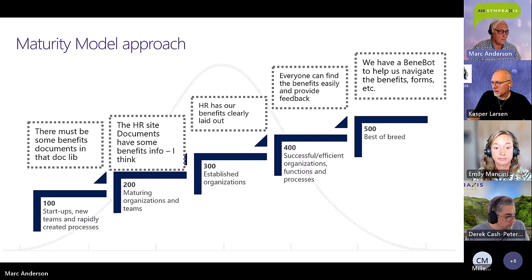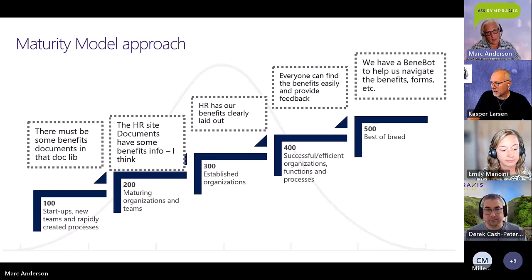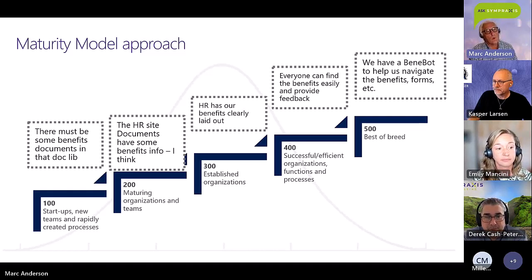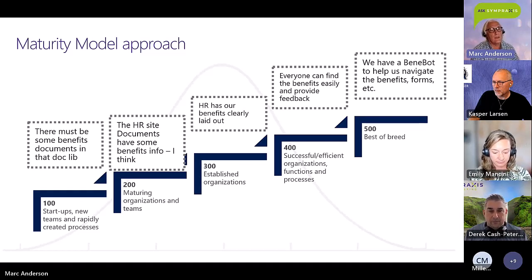So, at the lowest level, there probably are some benefits documents sitting in a document library somewhere, maybe in a folder that's labeled benefits, maybe not, but they're out there somewhere. So maybe if you search, you might find something. A little bit more maturity around the 200 level, there's an HR site, they have a document library, there are probably some benefits information in there. You may end up having to talk to the HR folks because nobody's really sure if everything is there or not. Around 300, you have a decently structured HR site.